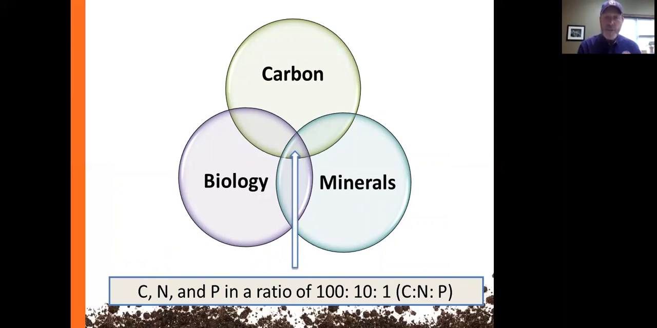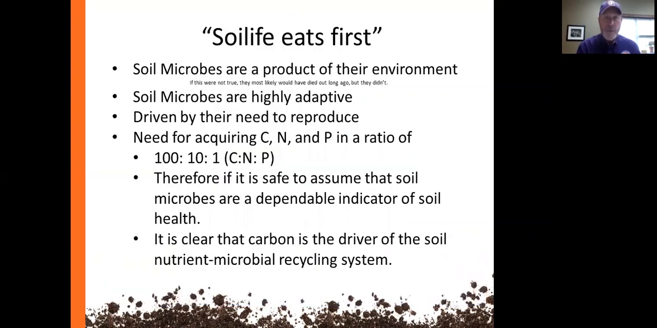When we have deficiencies in carbon in the system, both long-term and short-term carbon, we'll have deficiencies in biology, and therefore have deficiencies in mineralization of nutrients by that biology. So soil microbes eat first. Basically a review of that previous slide. They're a product of their environment. We've known that, and if it weren't for that, they would have died out long ago.